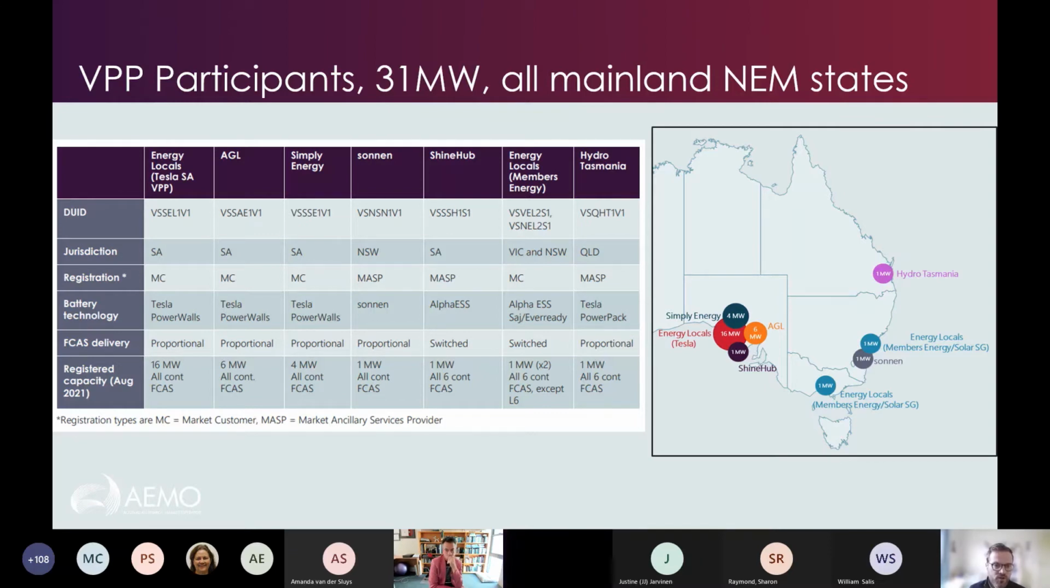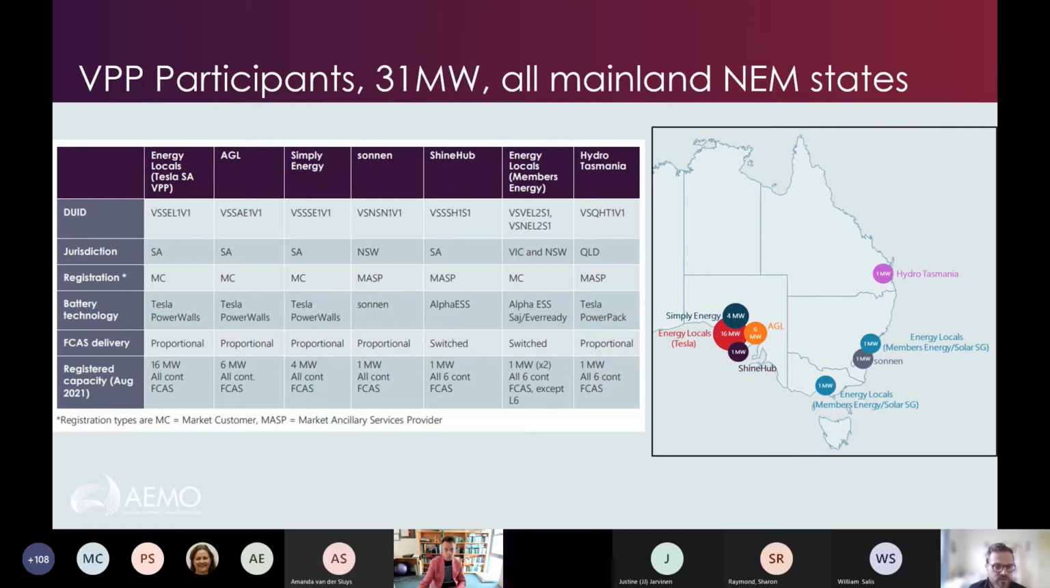A switch response is really an on-off response. So once the frequency is detected to go outside of the normal operating band, it switches on or off depending on the direction of the delivery, and it's not proportional. So we did have some diversity there. We also had diversity in that the Sonnen portfolio delivers a dynamic switch response, and so it can be characterized as proportional, even though it is fundamentally using switching technology. It is characterized as a proportional response.